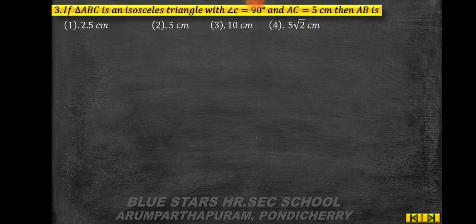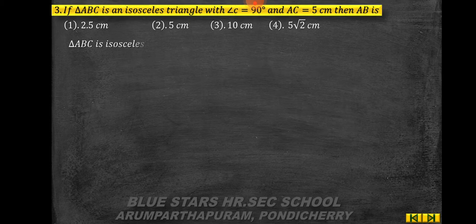Question number 3. If triangle ABC is an isosceles triangle with angle C equal to 90 degrees and AC is equal to 5 centimeters, then AB is option 1 2.5 centimeters, option 2 5 centimeters, option 3 (unclear) centimeters, option 4 5 root 2 centimeters.